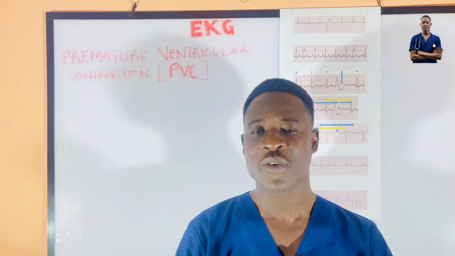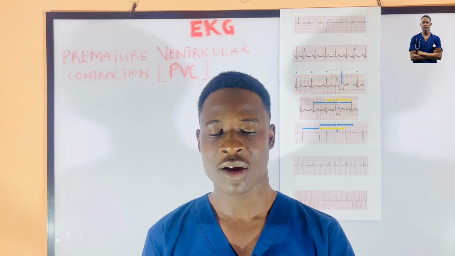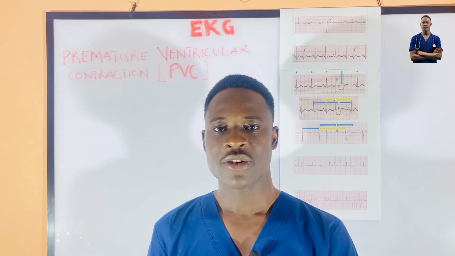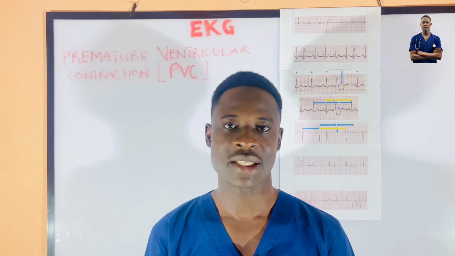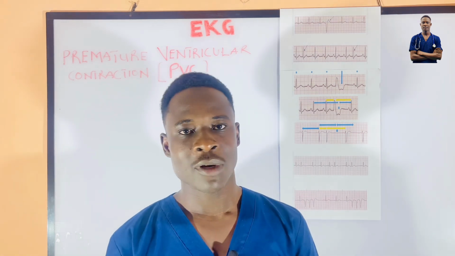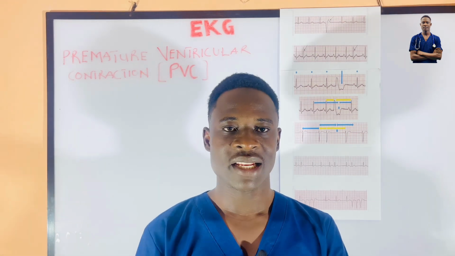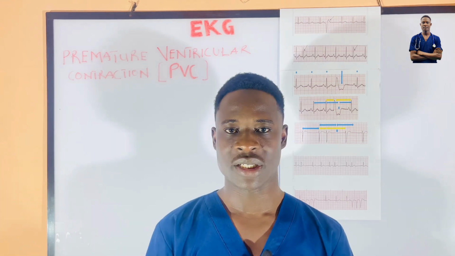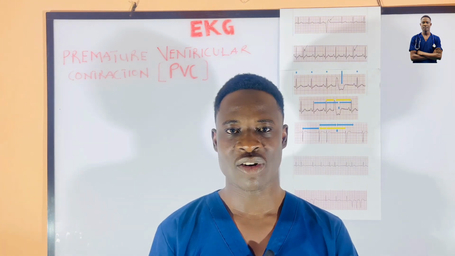Today we are going to talk of a very interesting topic, which is premature ventricular contraction, or we can also call it ventricular extrasystole. Some others also call it ectopic heartbeat. Premature ventricular contraction, in short, we call it PVC. And this PVC, what is it? It's an abnormal heart rhythm in which the ventricles contract earlier than the normal.